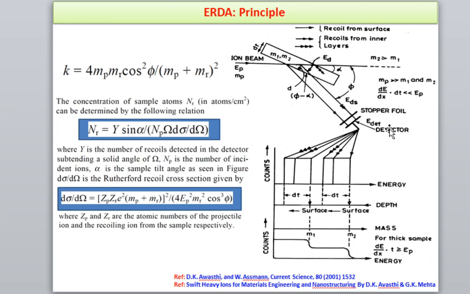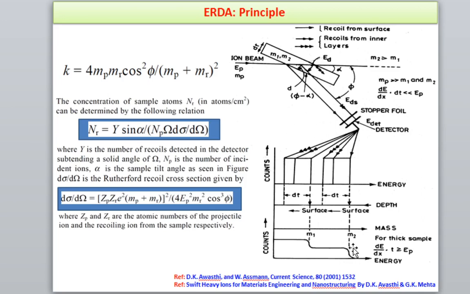By measuring the number of recoil atoms and the energy of the recoil atoms, one can get information about the sample, whatever elements are present in your sample. Here I have shown that if the recoil is from the surface, it has a larger energy. And obviously if M2 is greater than M1, this energy will be greater for M2, and if M1 is less, the energy will be less for M1.